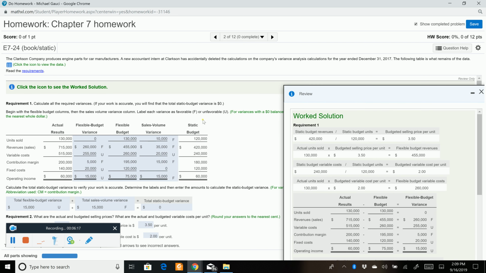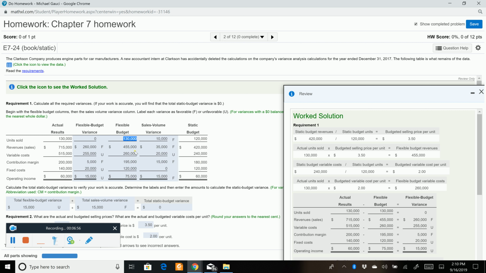Okay, so the static budget, which is what we were anticipating selling, 120,000 units, we actually sold 130,000 units. So the flex budget, which is missing, remember everything here in gray was missing. It was deleted by the accountant intern. We know the flex budget is going to equal the same activity level as the actual results. That is the whole idea of the flex budget, to flex it or change it to the actual results, not what we were expecting originally to sell, the activity level in our planning budget.